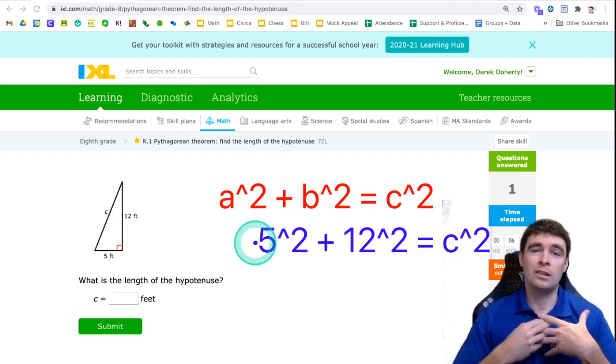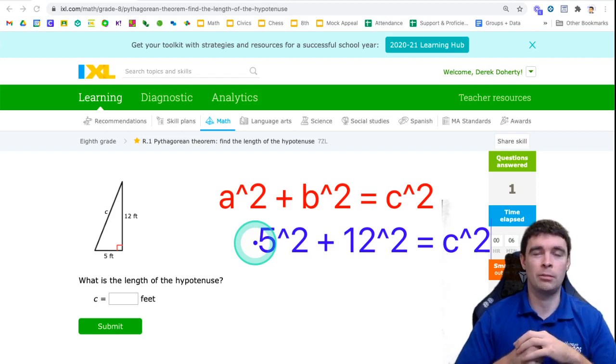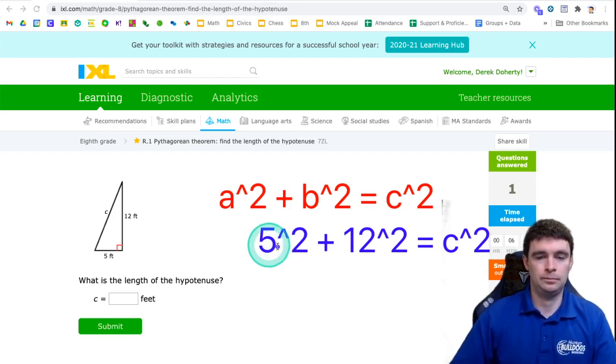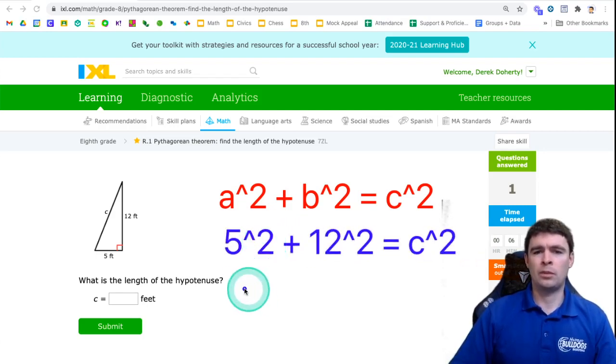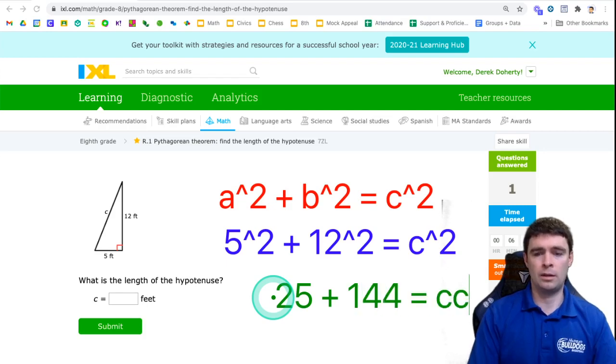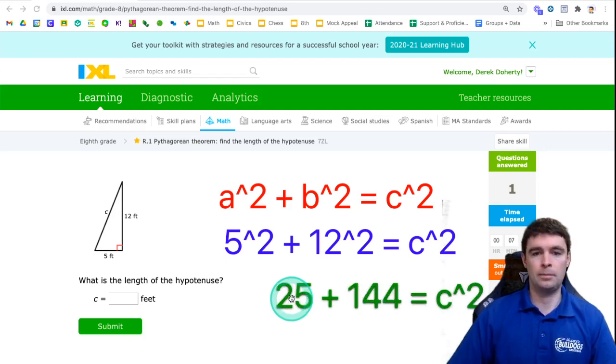If you're still watching us, trying to get help here, I'd encourage you to pause the video. Try to do the rest of this yourself before you see me doing it. Your next step now, hopefully you worked through this yourself, you would do 5 squared and 12 squared, and we'll put that here in green for you. And 5 squared would be 25, 12 squared would be 144, and that's still going to be equal to c squared.